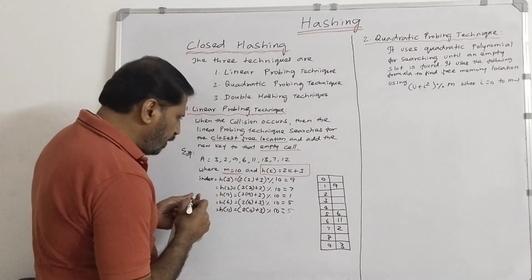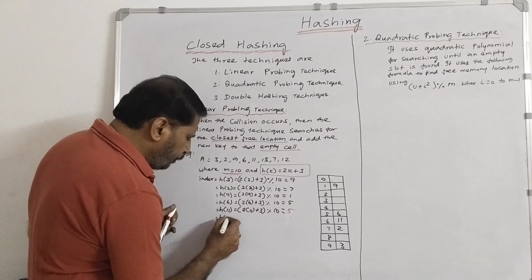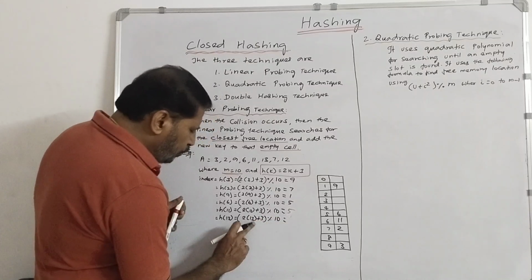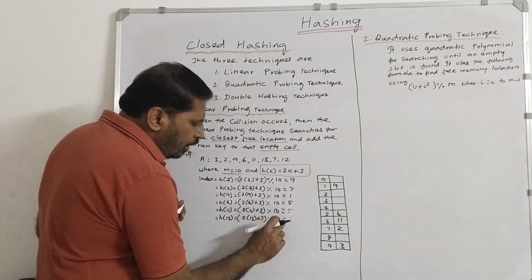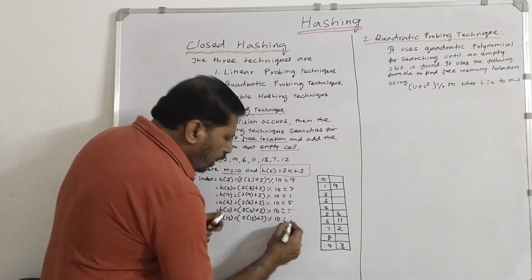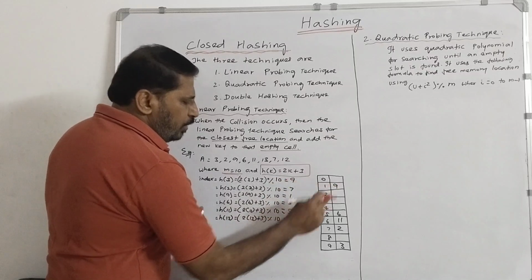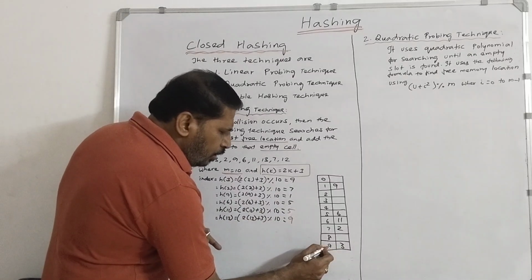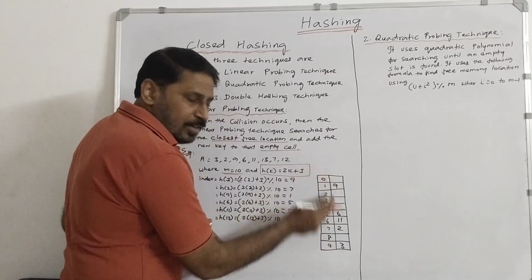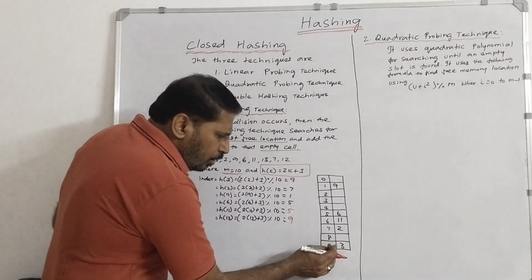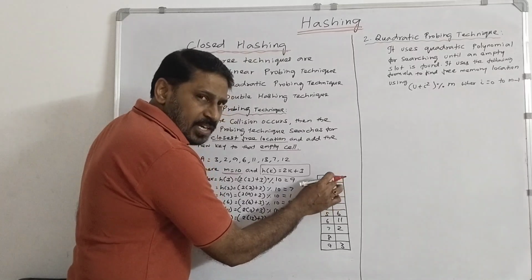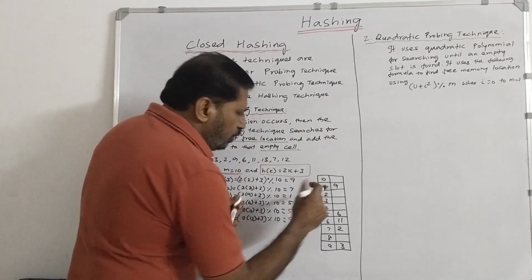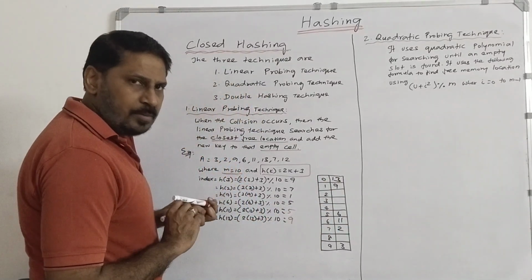What is the next number? The next number is 13. h(13) = (2 × 13 + 3) mod 10. 2 into 13 is 26, plus 3 is 29. 29 mod 10 is 9. The 9th location is already filled, so I have to go for linear probing. After the 9th location comes the 0th location, because the memory locations are only 0 to 9; after 9 it directly comes to 0. I check whether the 0th location is free. It is free, so I store number 13 there in the 0th location.